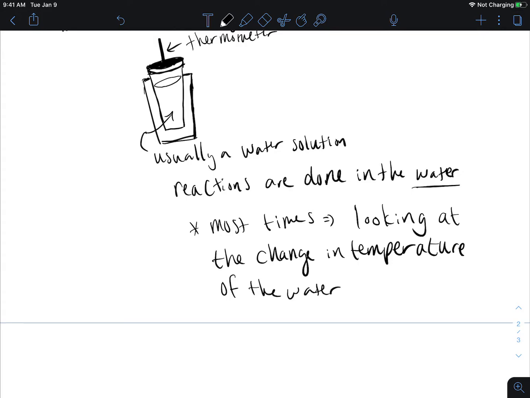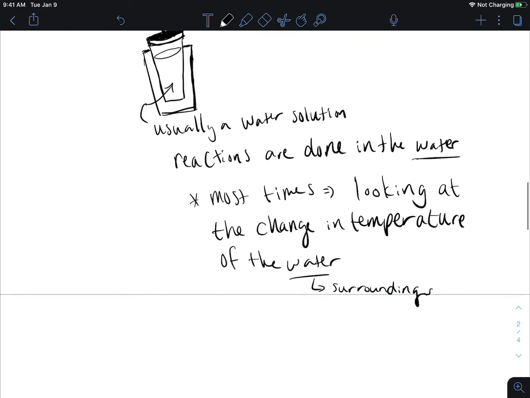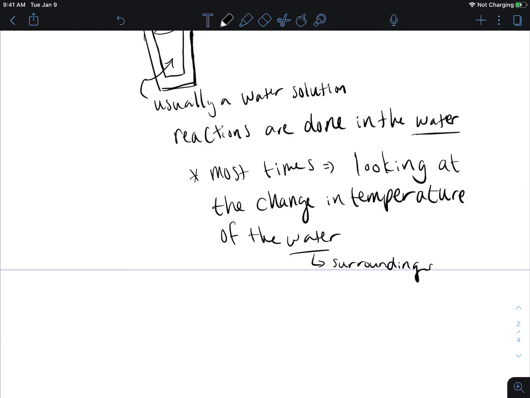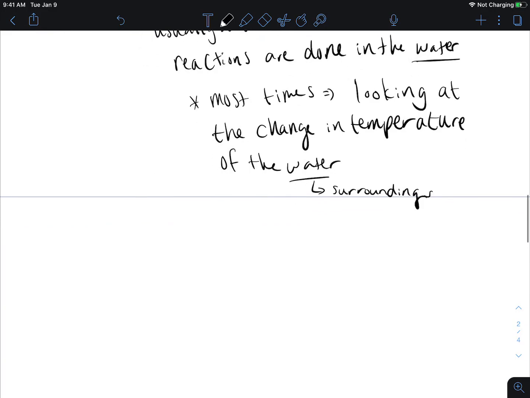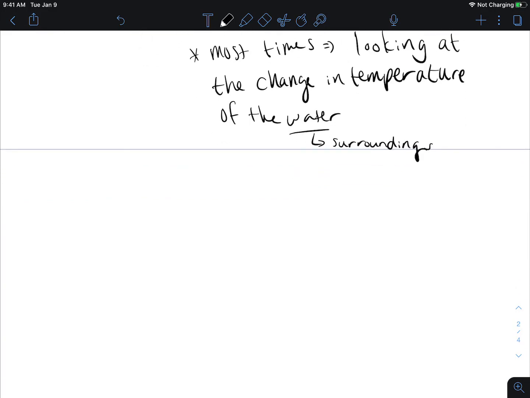So the water is not involved in the reactions, but it's going to be the surroundings, right? So our water is our surroundings. So it's going to exchange heat with our system. So we'll be indirectly looking at our system by looking at our water in calorimetry. So what are we actually looking for when we're doing calorimetry? Generally, we're looking at specific heats of things and heat capacities. So if we add heat to a substance, it's going to get hotter.